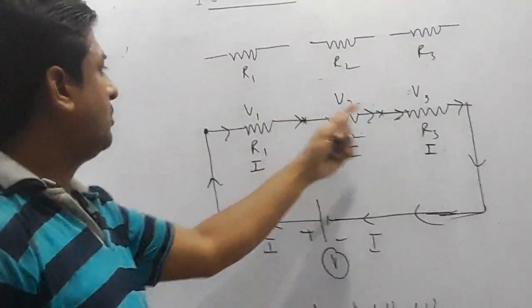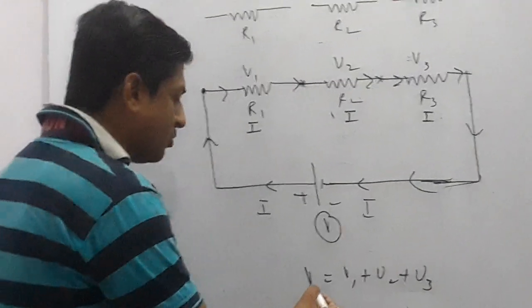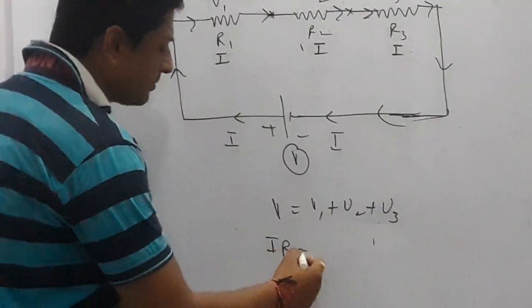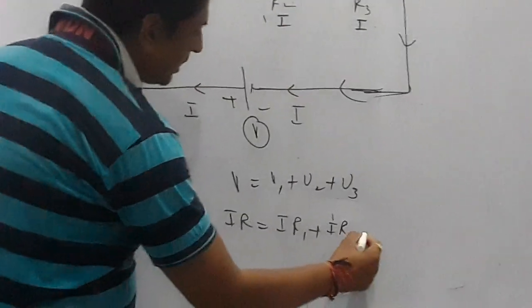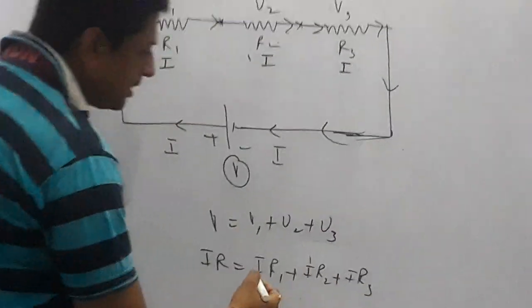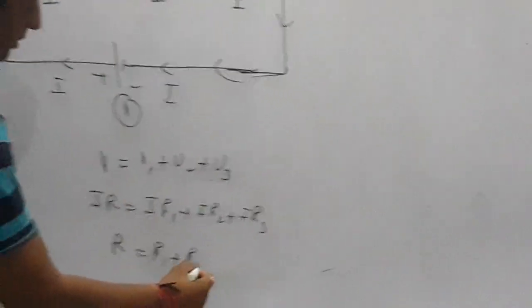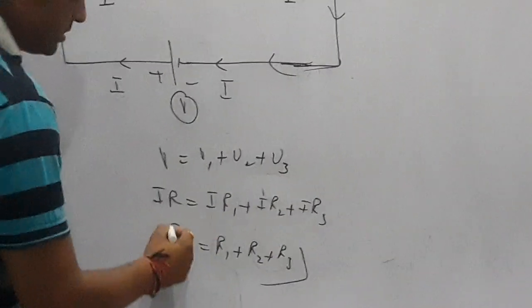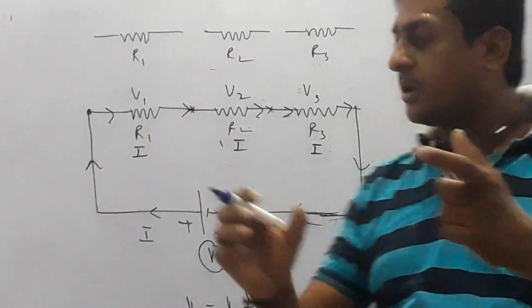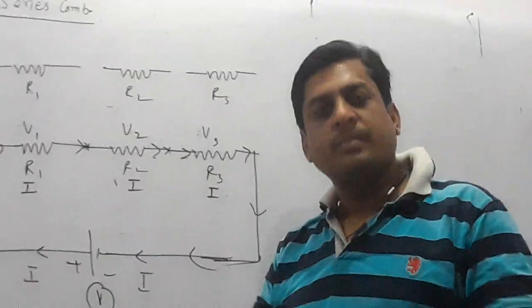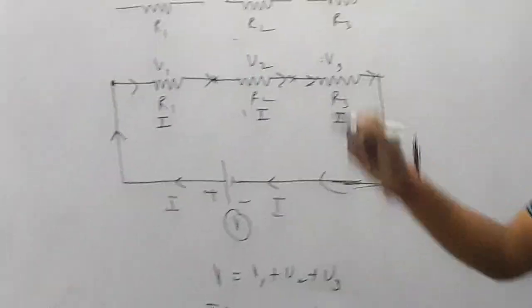Whatever the potential distributed here, when you add all the potentials, you will get the net potential. From Ohm's law, V equals IR. For here, Ohm's law gives IR1. For here, IR2. For here, IR3. If you take I common, then you will get the formula R equals R1 plus R2 plus R3. So with the help of this formula, you can calculate the net resistance of a particular circuit in which a number of wires are connected end to end, like I have shown here.